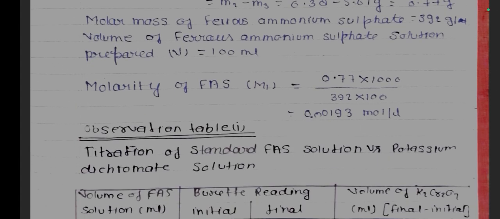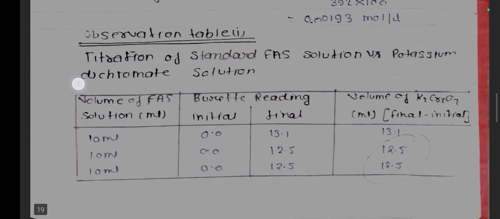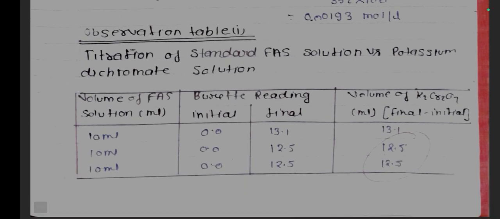FAS is called ferrous ammonium sulfate, and that is also called Mohr salt. If I discuss ferrous ammonium sulfate, what is the formula? That is FeSO4.(NH4)2SO4.6H2O.